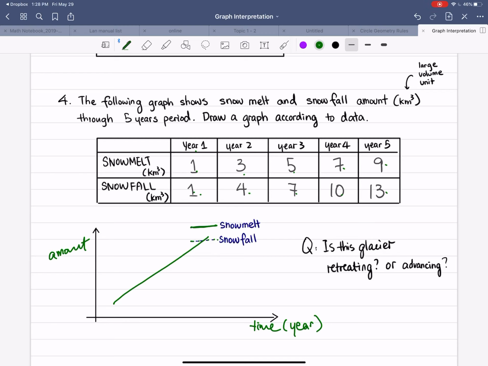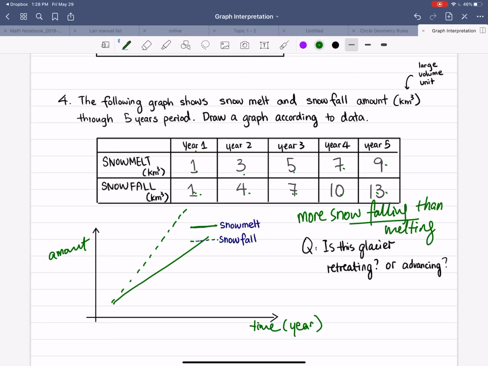So this is 1, 3, 5, 7, 9. This is 1, 4, 7, 10, 13. So which one is faster? Snowfall is faster. So that means snowfall is a steeper line. It's increasing faster, right? Okay. So that means more snow is falling than melting. Then is the snow being accumulated or worn away? It's actually accumulating. Why? Because more snow is falling, and the melting speed is very, very slow for the snow to disappear. So the snow keeps piling up, okay?